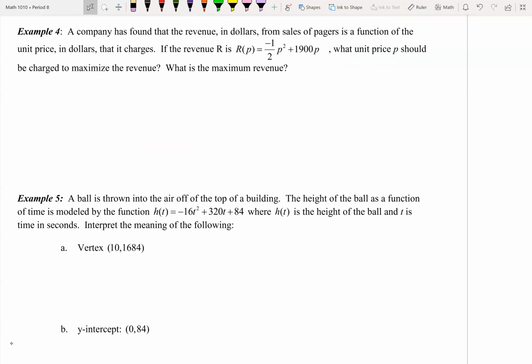A company has found that revenue from the sale of pagers. I need to change that to cell phones. So cross that out and put cell phones. Tells you how old this example is.